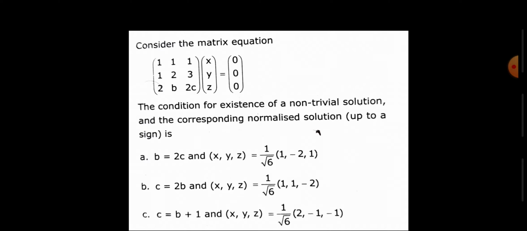So trivial solution means x, y, and z are equal to 0. That's the trivial solution. If the x, y, and z components are equal to 0, then this is a trivial solution. Now, the non-trivial solution is what we need to find out. We have four options as well. We have conditions like b must be equal to 2c, and then a normalized vector x y z. Similarly, four options are there.